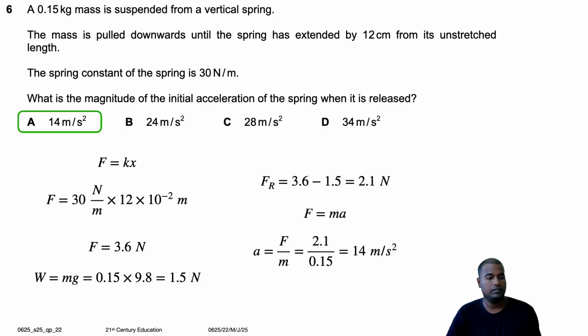Option A. By the way, if you directly divide 3.6 by the mass of the object, then you will get 24 meter per second square, which is wrong. Yes.